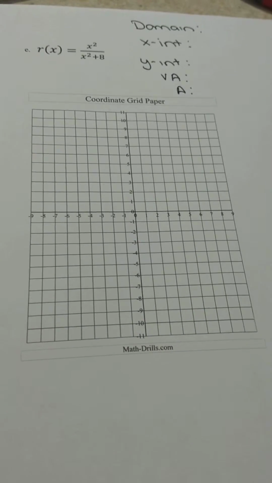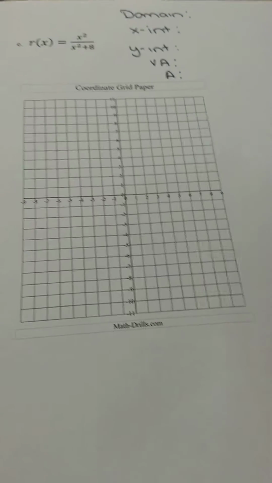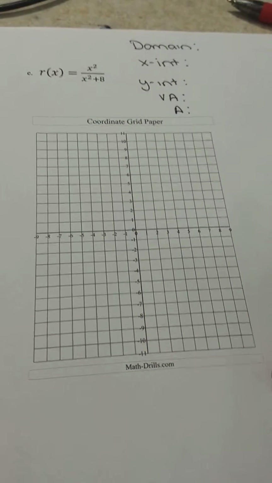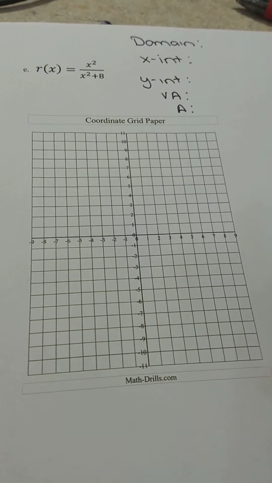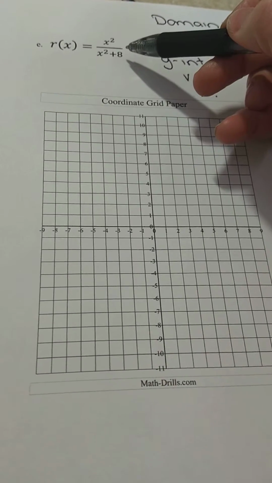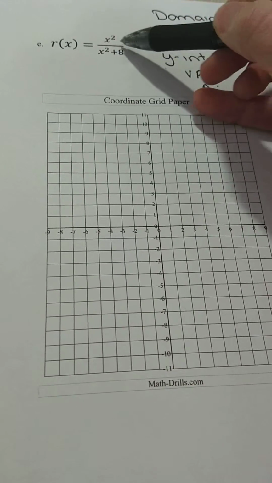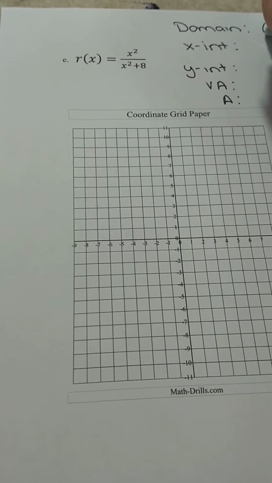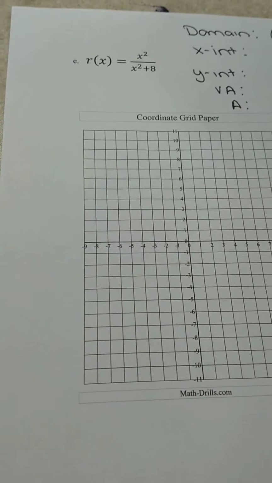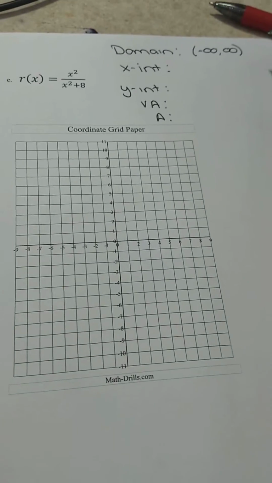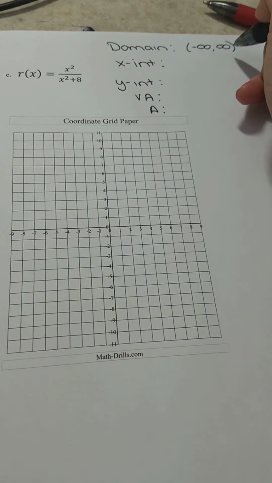Here's the second example. This is section 3.1 part E. As we take a look at this, the first thing we need to do is determine what the domain for this function is. Well, if we look at it, we are in no danger of dividing by 0. So that means my domain is all real numbers, so negative infinity to infinity.